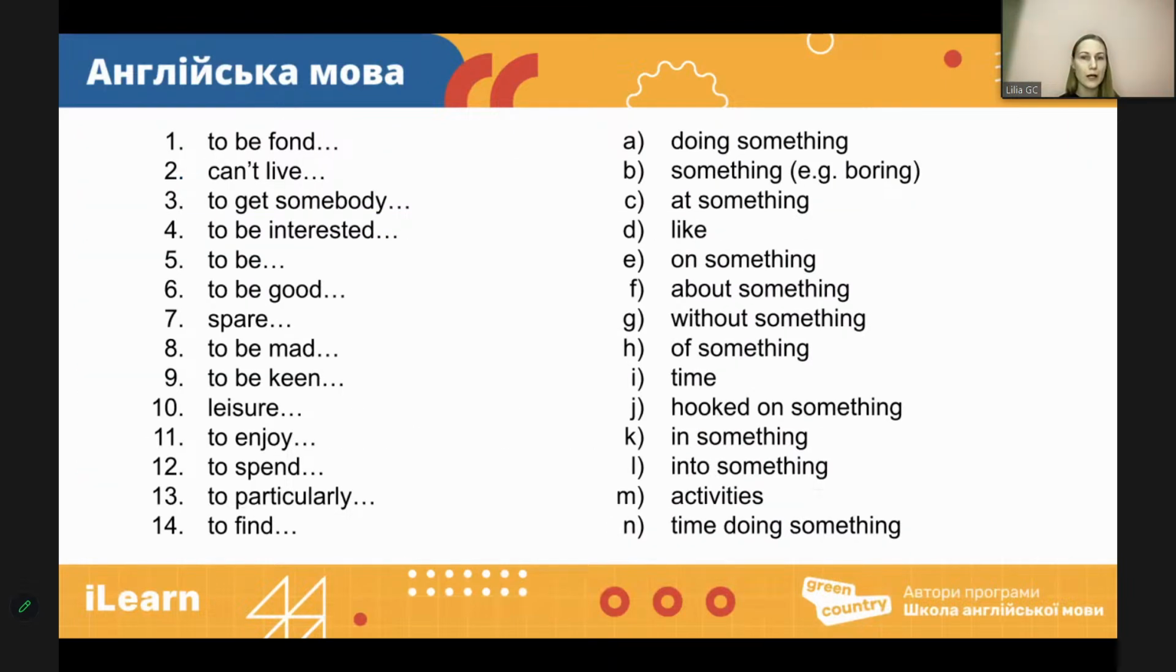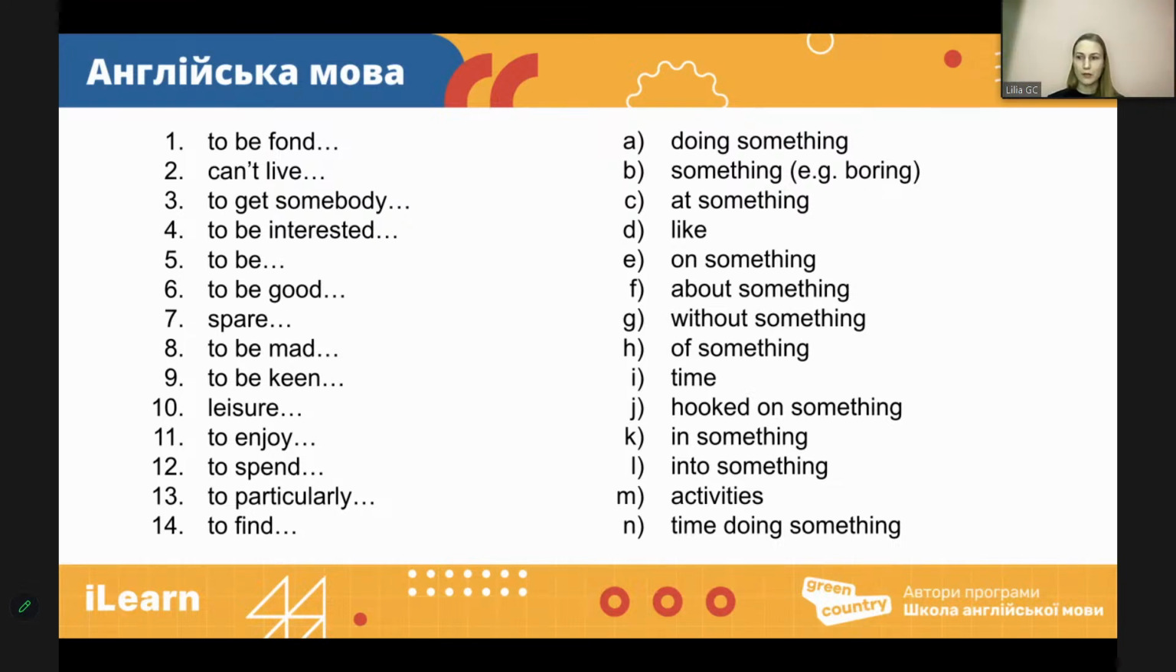Now we have some phrases that we use to describe our hobbies. And again, it's a matching task. So first of all, to be fond, what do you think? What would be the pair? Yeah, socialize, it's like being sociable, communicate with others, meet people, talk to people, spend time with people, and everything like that.